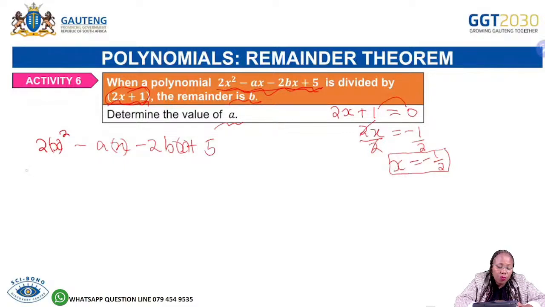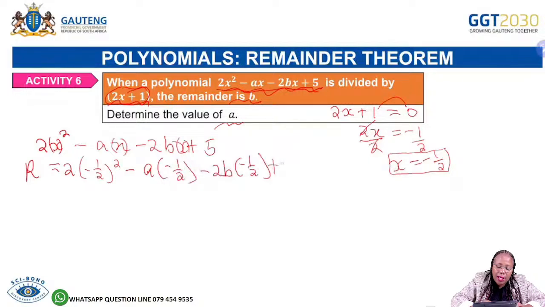And then by so doing, we will be determining the remainder of this expression. So it's 2 into minus half squared minus a into minus half minus 2b into minus half plus 5. And then now the remainder is given to us as being equal to b. We are going to substitute the remainder with b there.